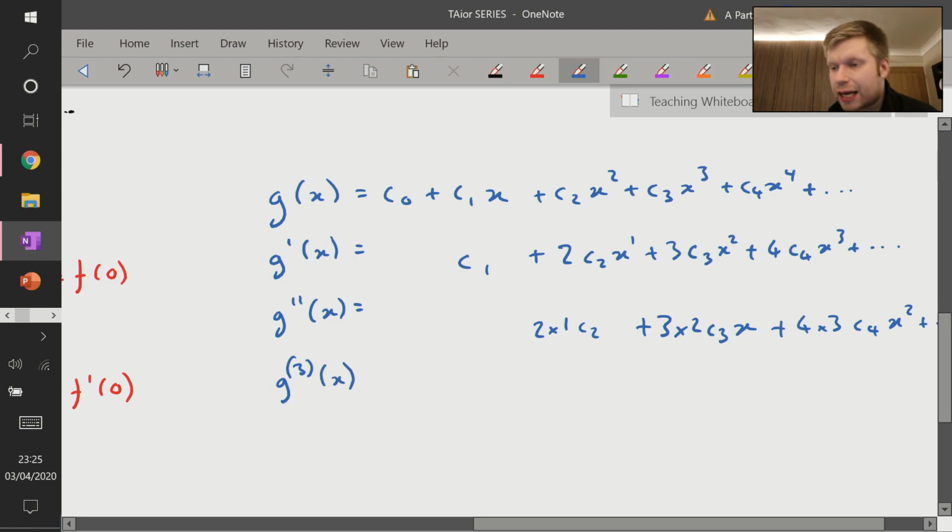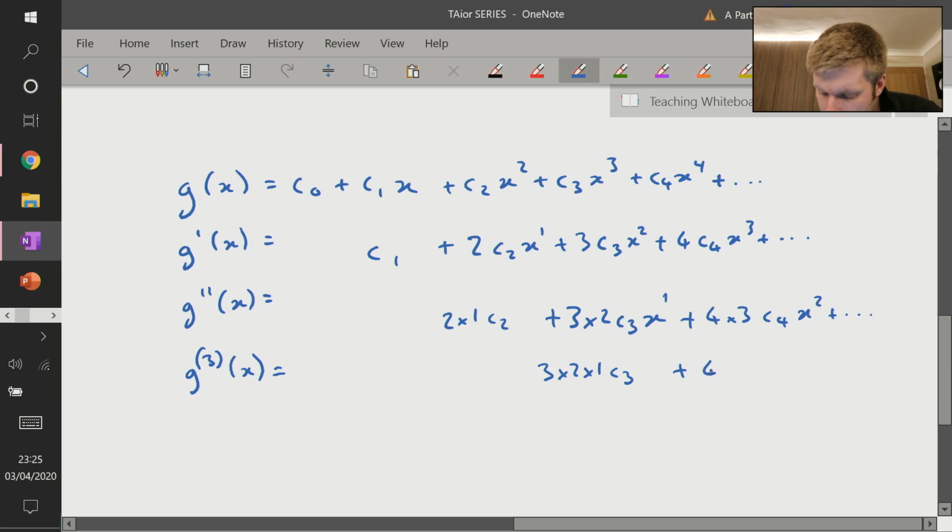Now hopefully you can see, okay, so that's just a number. That thing there is just a number. Differentiate it, goes to 0. The next thing along, remember this is x to the power of 1. So this is going to become 3 times 2 times 1 times c3 times x to the power of 0. So that's my first term of my third derivative, okay?